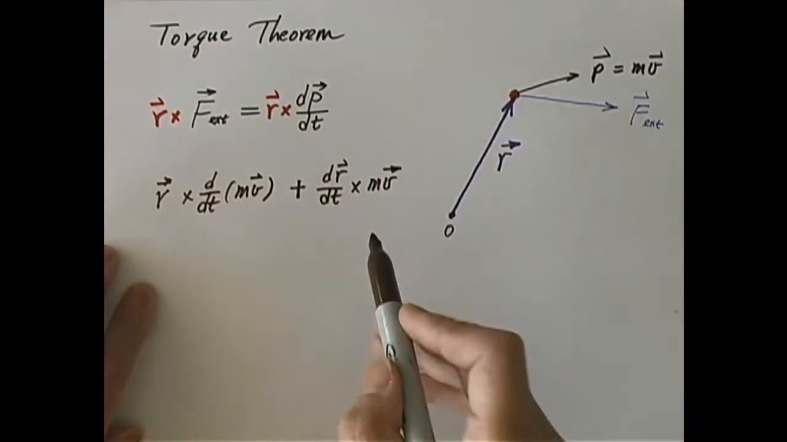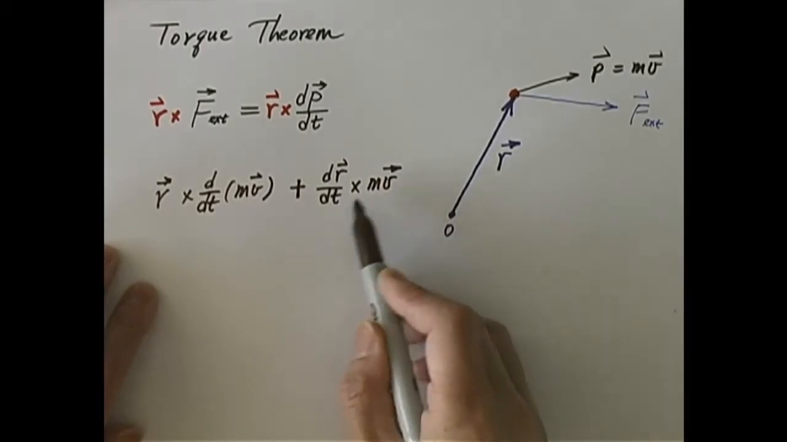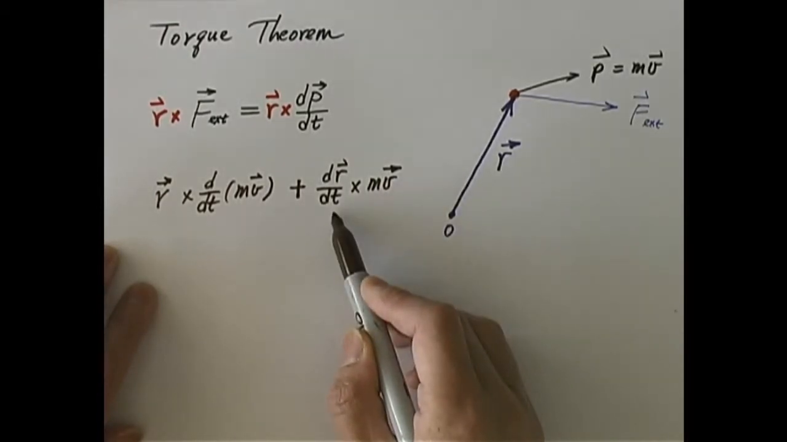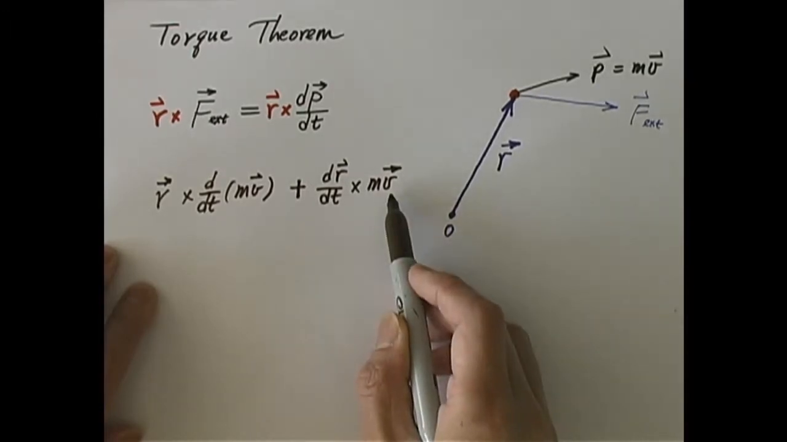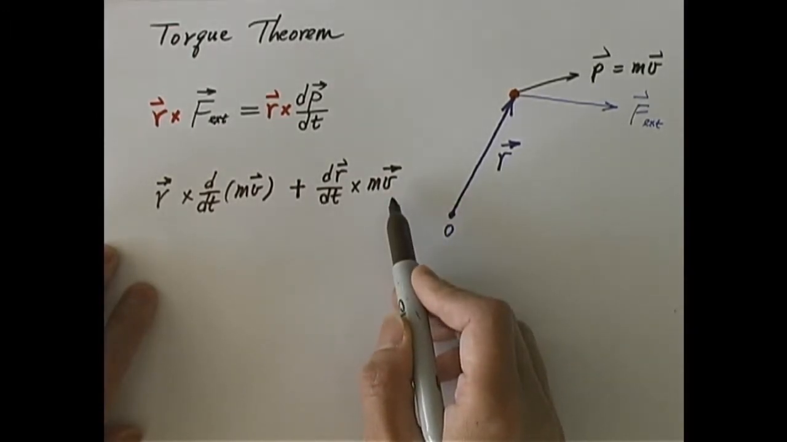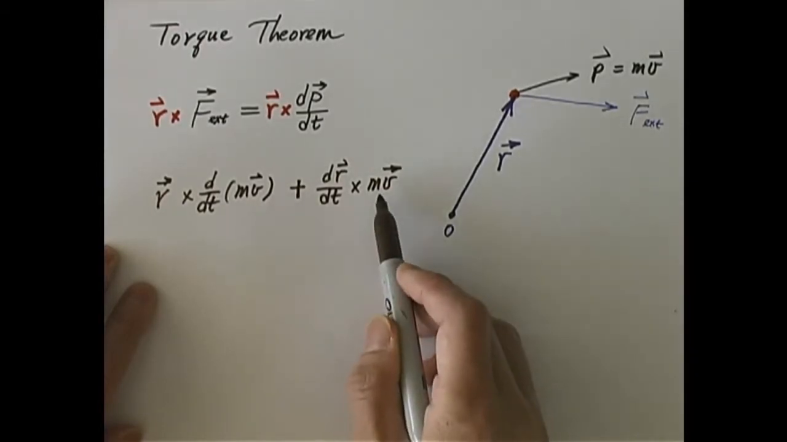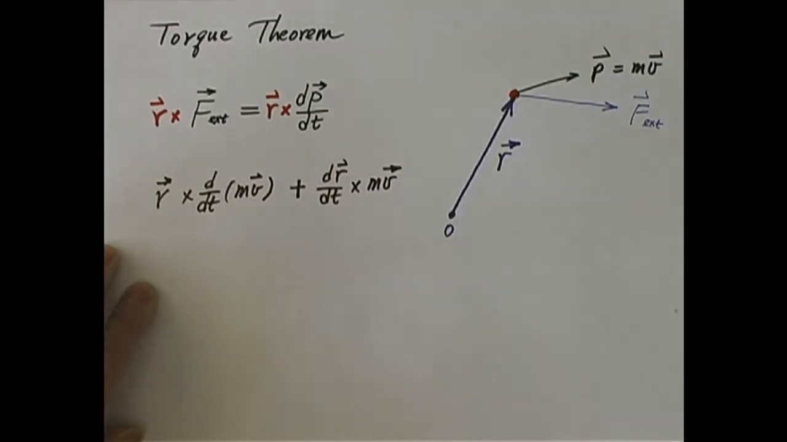Look, what's dr/dt? Isn't that v? What's v cross mv? Well, v and v are parallel to each other, so the angle between them is 0, so this term is actually 0, right? I have added a 0 term. Of course I can do that. I can always add something which is equal to 0 to whatever we have already. But why did I do that? Well, here's why I did that.